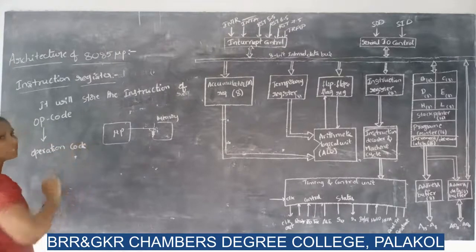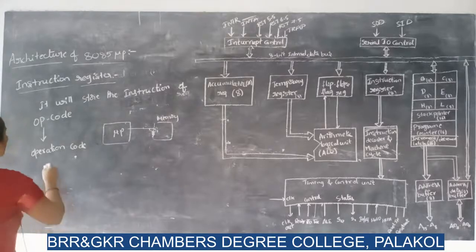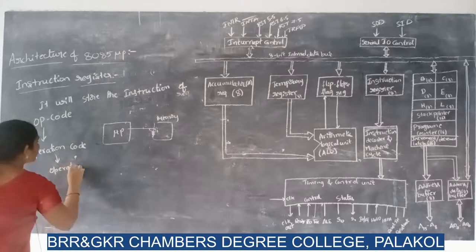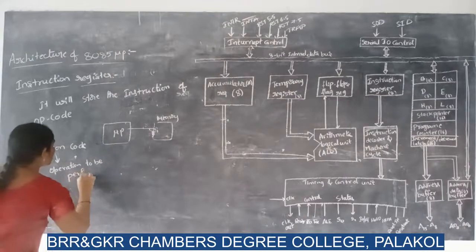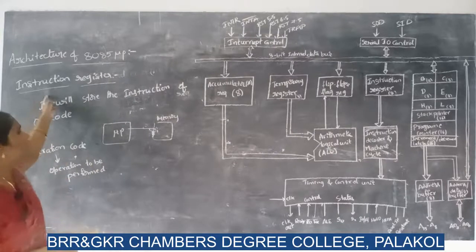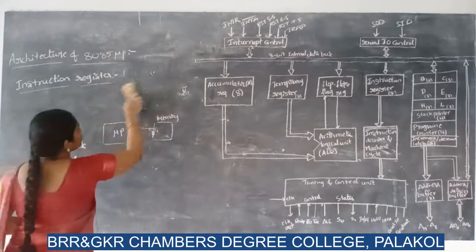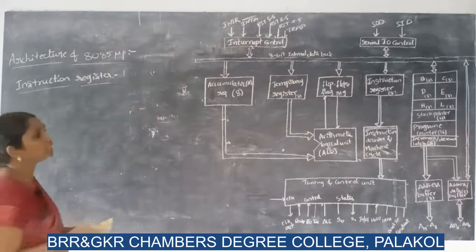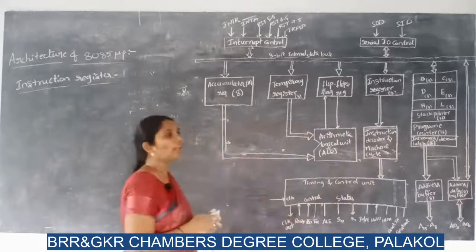So operation code is nothing but what are the operations to be performed. Okay, so that is nothing but the instruction register. After the instruction register stores this, this register will give the instructions to the instruction decoder and machine cycle encoder.